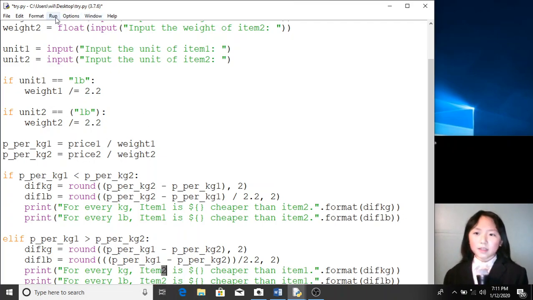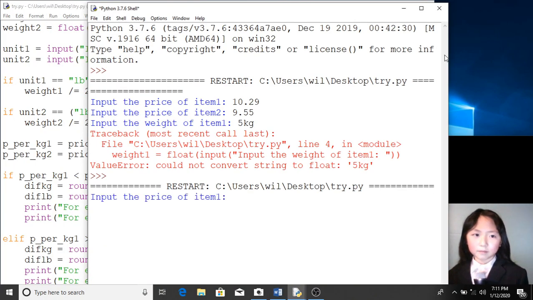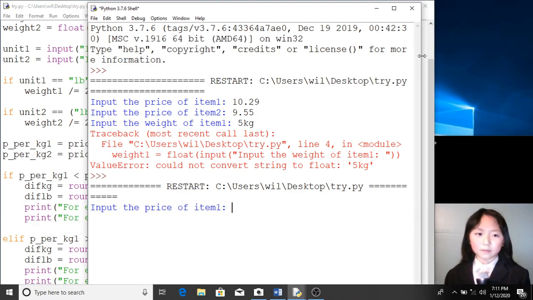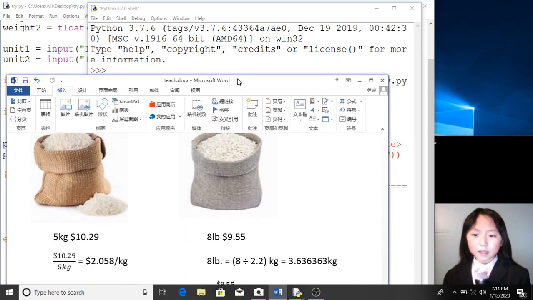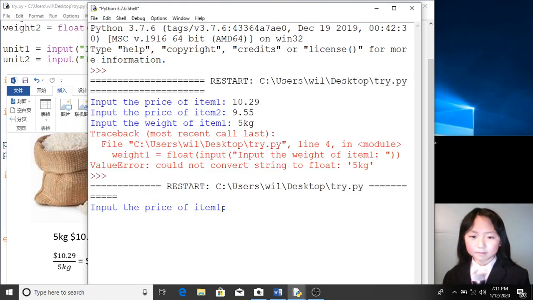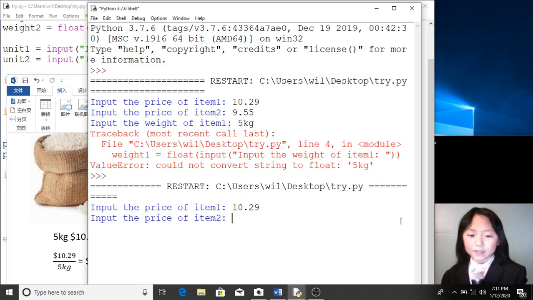Now, let's run this code. Here, they ask us to input the price of item 1. Here, the price of item 1 is $10.29. So we simply input that. And the price of item 2 is $9.55.